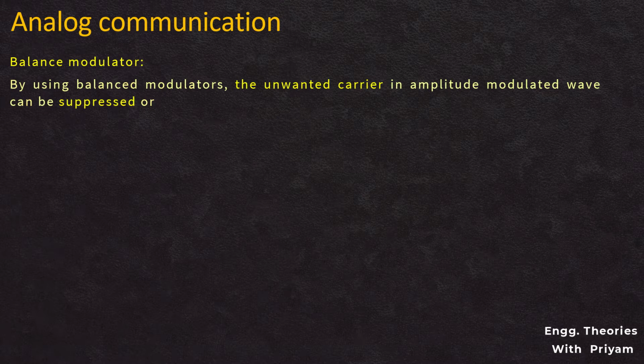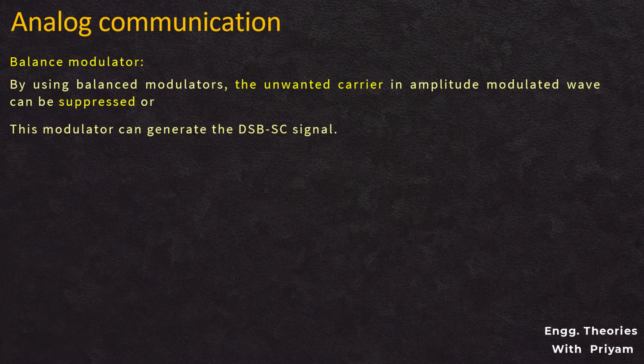Balanced modulator. A balanced modulator is a modulator that uses two identical AM modulators for the suppression of the unwanted carrier signal. So by using a balanced modulator, the unwanted carrier signal in the amplitude modulated signal can be suppressed, or this modulator can generate the DSB-SC modulated signal. Let's see the block diagram of the balanced modulator.